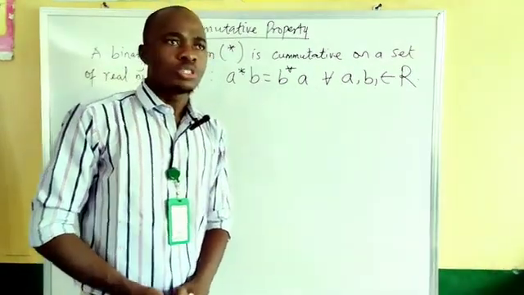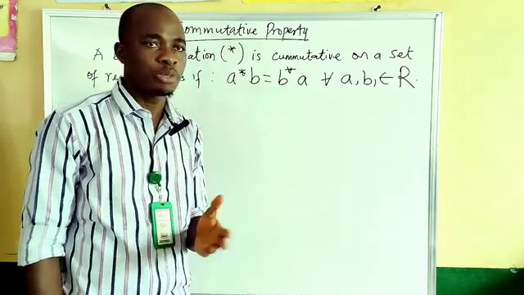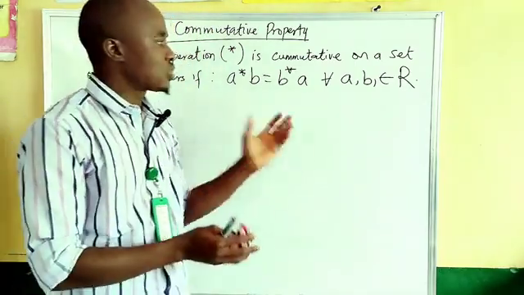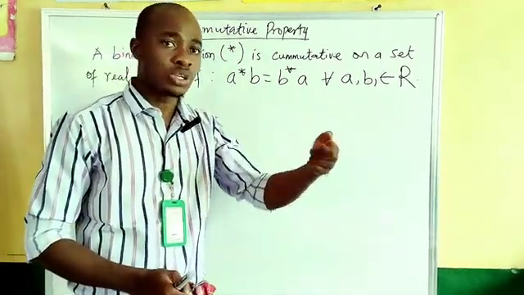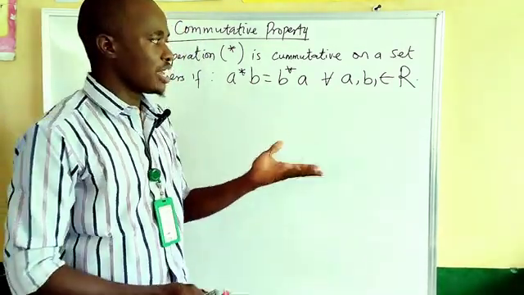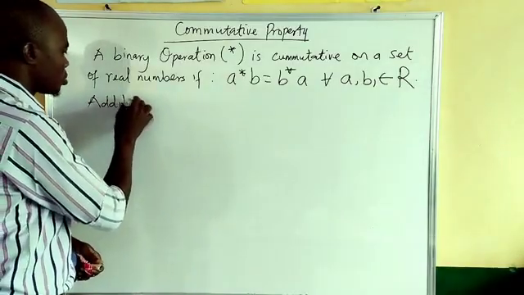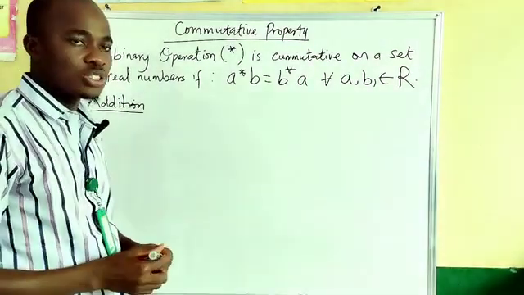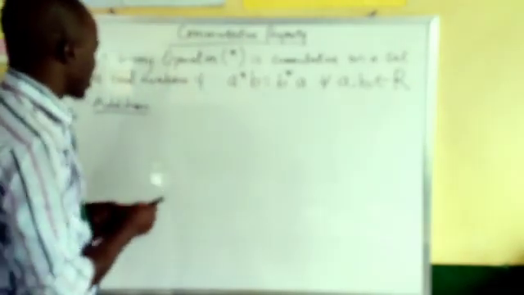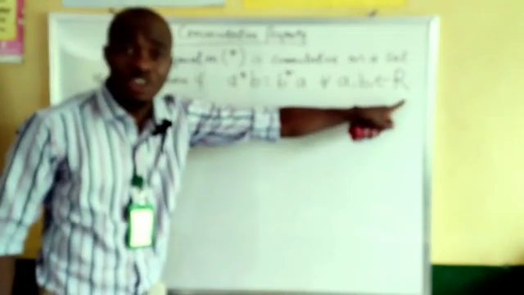In the basic operations we have addition, subtraction, multiplication, and division. Now we are going to see which operation is actually commutative, starting with addition. Is addition commutative? If you want to know whether addition is commutative, we are going to pick any numbers from the set of real numbers.